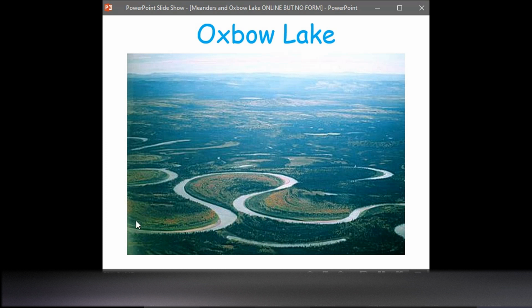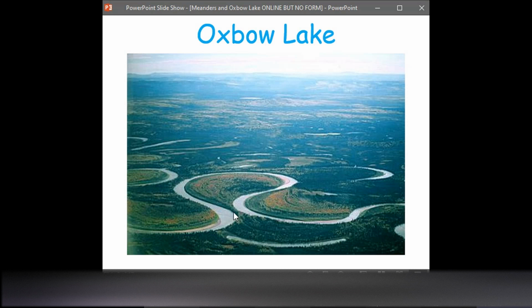So what we need to look at now are when a meander bends so much that it actually joins together and the river takes a shortcut through it. So you can see these oxbow lakes on the picture on the board. They're these kind of bits of water that are separate to the actual river. So they've been cut off from where the river's going.